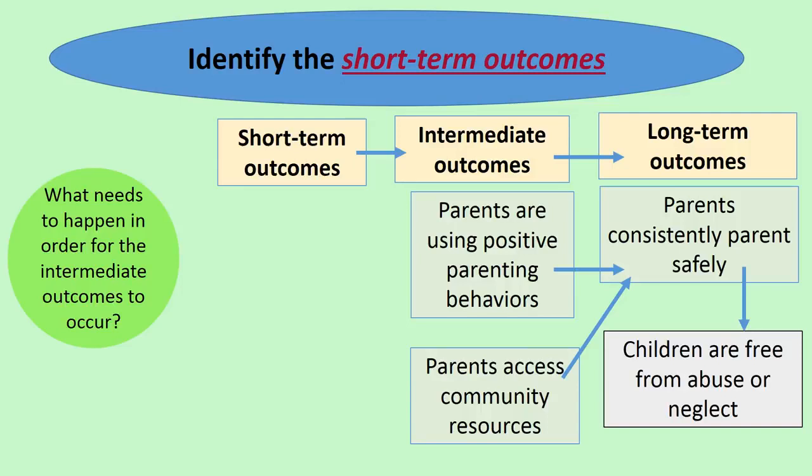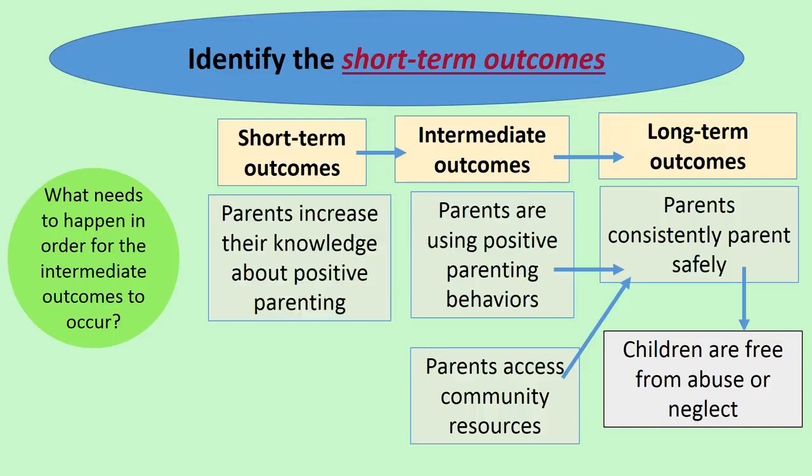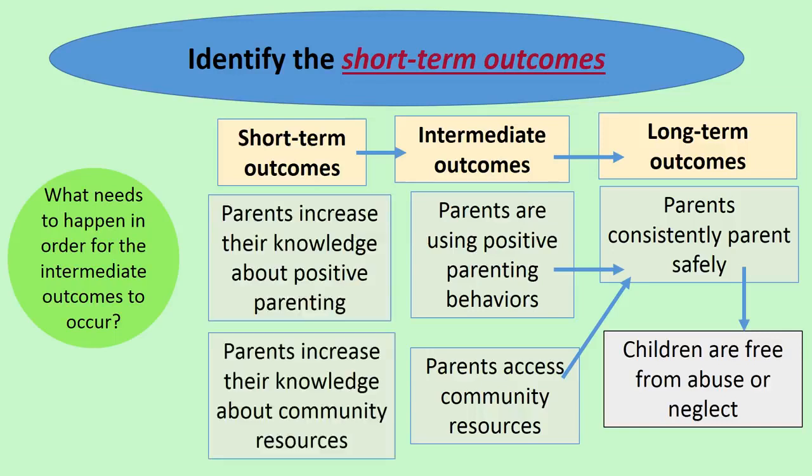Next, we can identify the short-term outcomes. These are the outcomes that need to happen in order for the intermediate outcomes to occur. Short-term outcomes reflect changes in knowledge, feelings, attitudes, perceptions, and understanding. These changes are considered to happen before changes in behaviors, skills, or abilities. So in this logic model, if parents are using positive parenting behaviors and they're accessing community resources, then they must first have knowledge about positive parenting and also knowledge about how to access community resources.